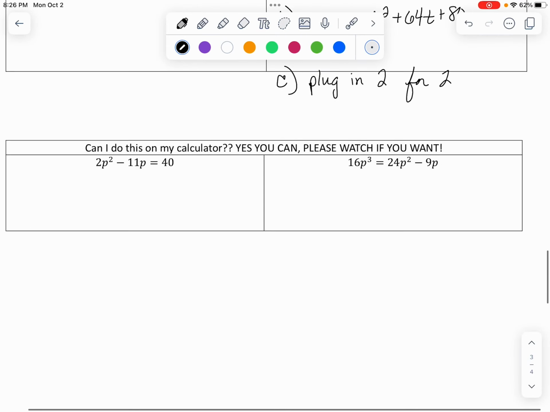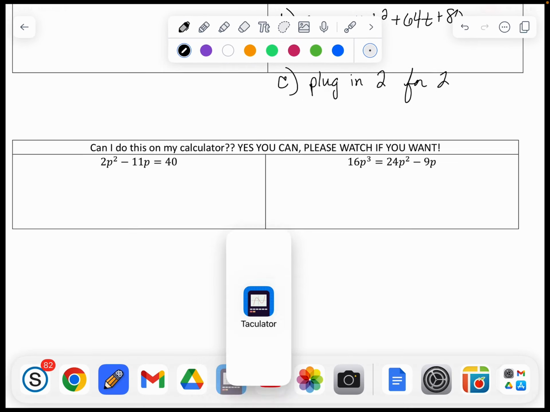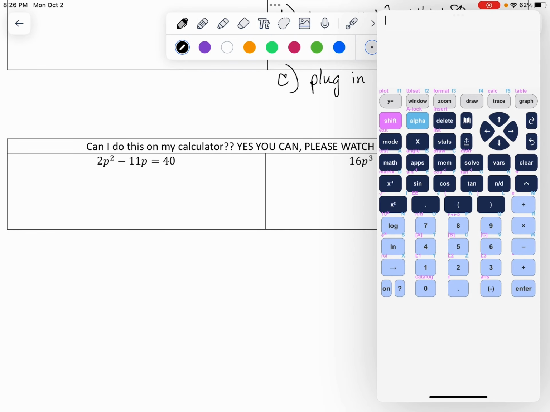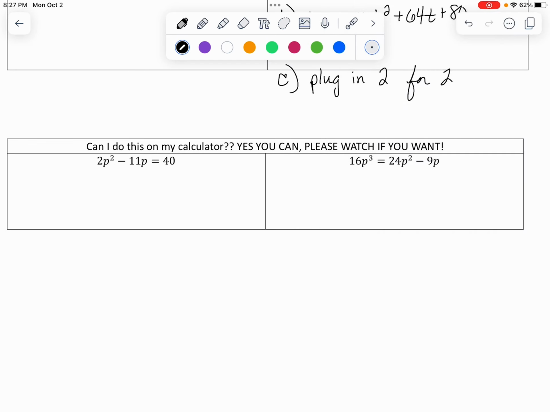Can you do this on your calculator? Yes, you can. But I have the cheap calculator, and I don't think this one allows me. I'll need to do a separate video on my computer if they want to learn how to.